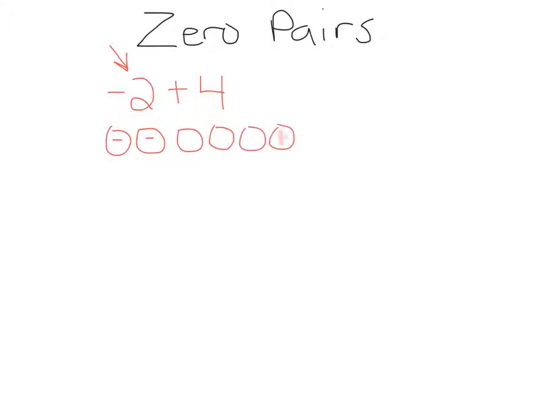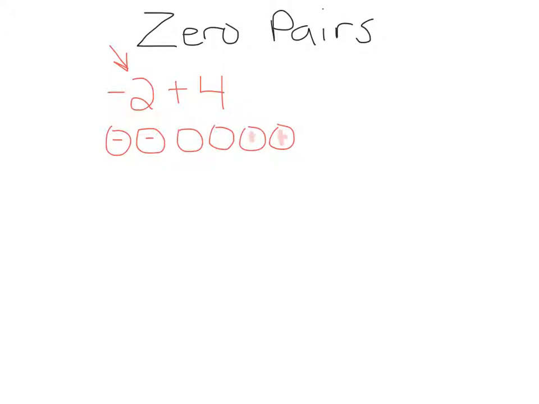We're going to work with zero pairs on 3 integer problems. The first one is going to be -2 plus 4. So what you do is you always start with the first number here and draw out with chips the 2 negatives. And we're adding 4 positives to it. So 1, 2, 3, 4, and we'll put plus signs in here.